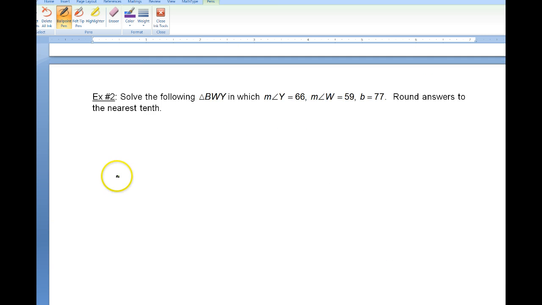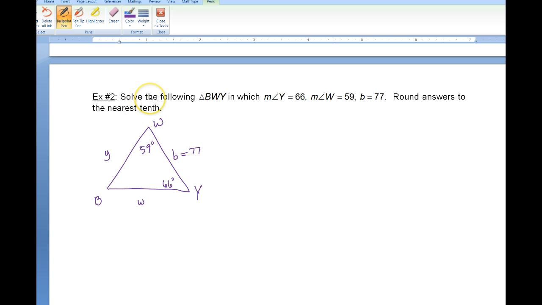Next one. Okay, so I don't have a picture here. I'm just going to label it B, W, Y, and then on the opposite sides I'll label them with lowercase letters. Now I'm going to label what I know. So Y is 66 degrees, W is 59, and side B is 77.